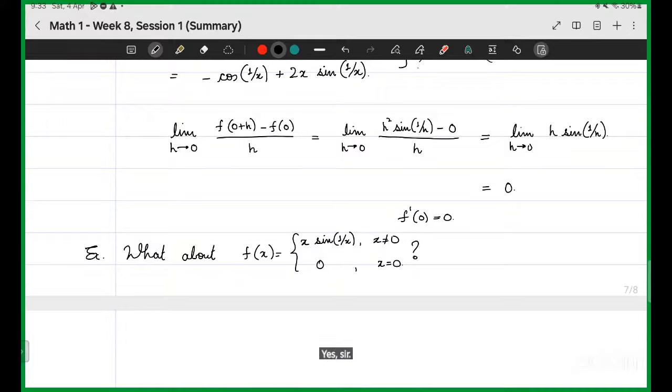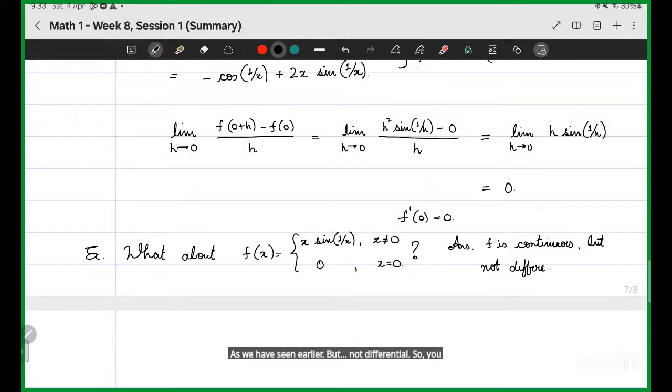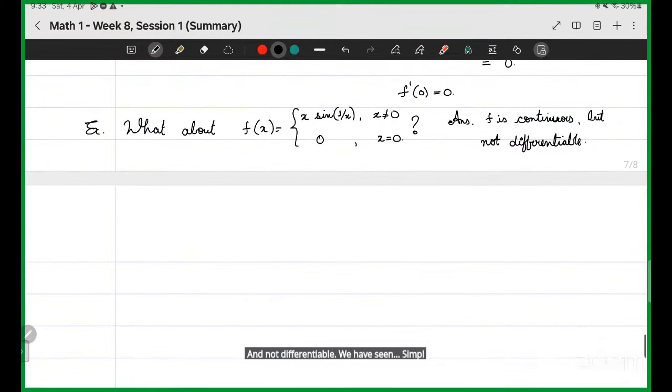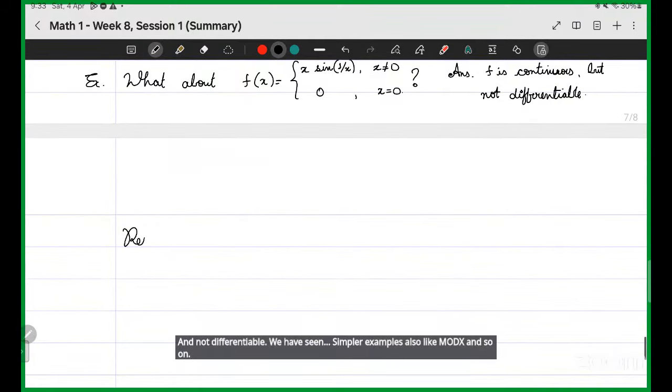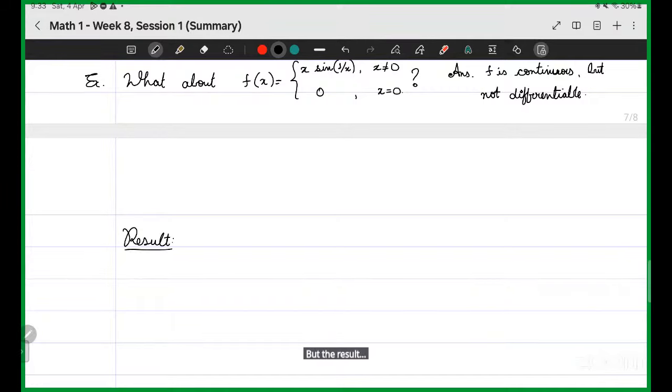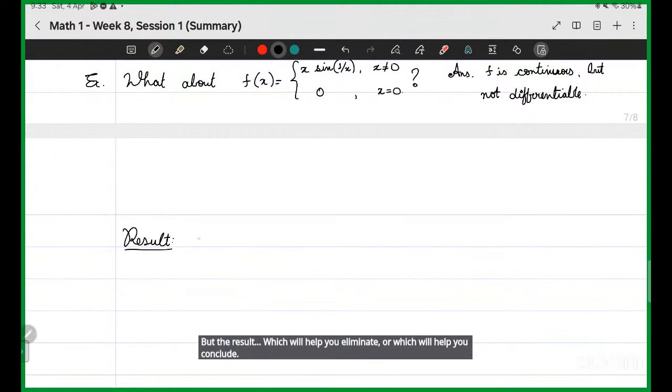Can you guess? Sir, this is not differentiable. We cannot find the limit of sine 1 by h. So the answer is f is continuous, as we have seen earlier, but not differentiable. So you can have functions which are continuous and not differentiable. We have seen simpler examples also, like mod x and so on. But the result which will help you conclude non-differentiability is the following.